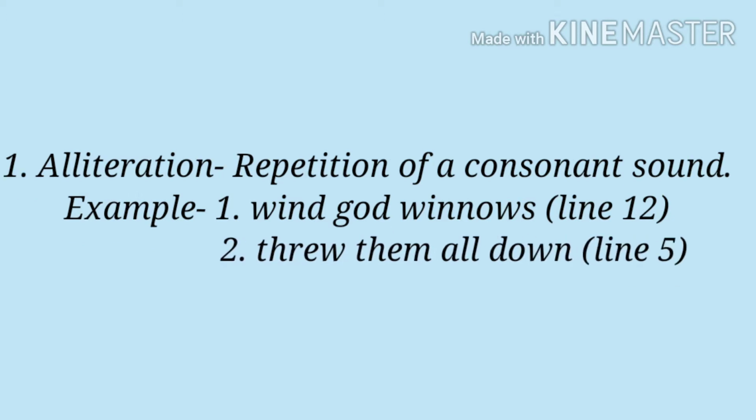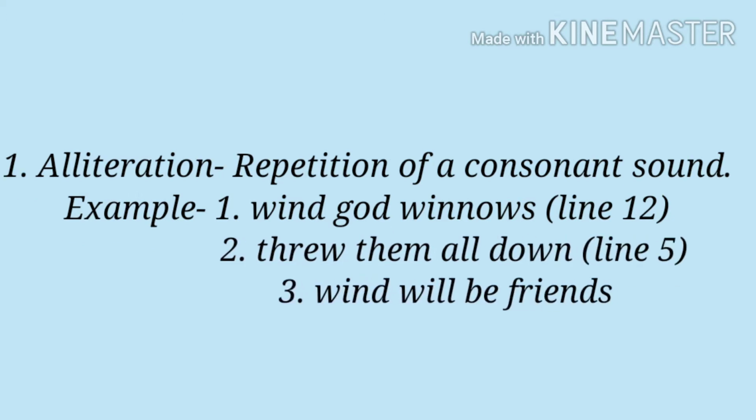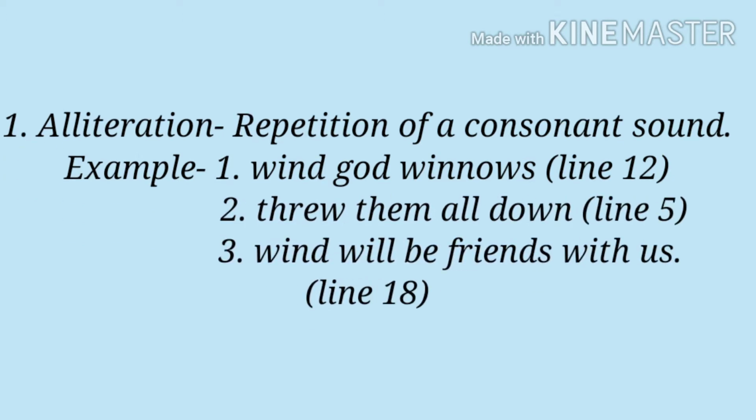Examples can be seen in line 12, "Wind God winnows," where the poet has repeated the letter W twice. The second example can be seen in line 5, where it is written, "threw them all down," where the letter T is repeated. And the third example of alliteration can be seen in line number 18, "Wind will be friends with us," where the letter W is repeated thrice. So alliteration is where repetition of consonant sound is seen.